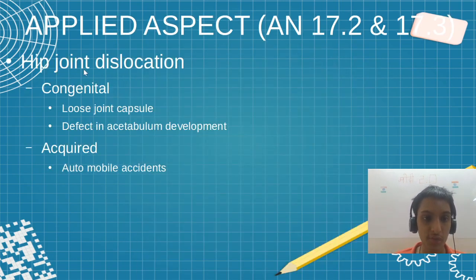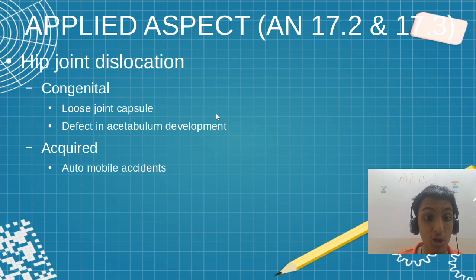Now dislocation of the hip joint can be congenital or acquired. It is very common to happen during the congenital stage because at that time the joint capsule is very loose. For a just born baby, the joint capsule is very loose, so there will be a higher chance for dislocation. It can be a defect in the acetabulum development. Maybe at that stage the acetabulum was not properly formed. That could also be a reason.